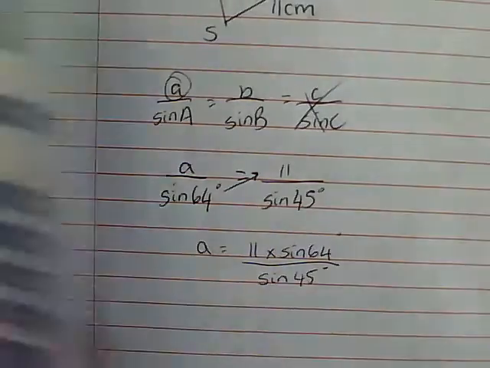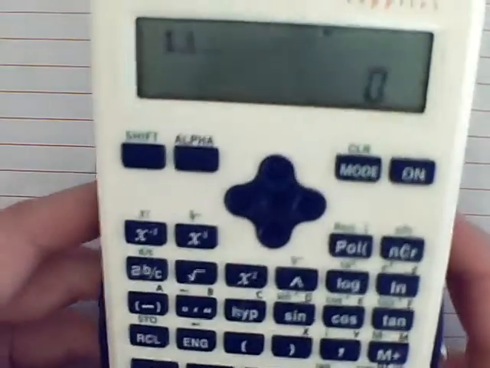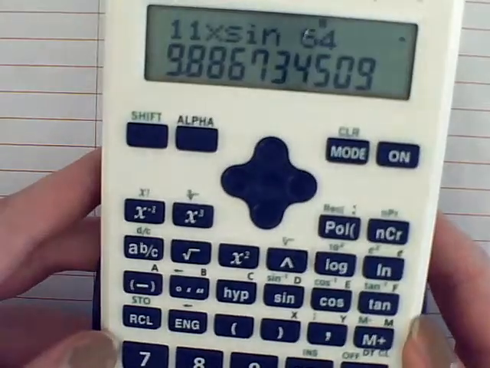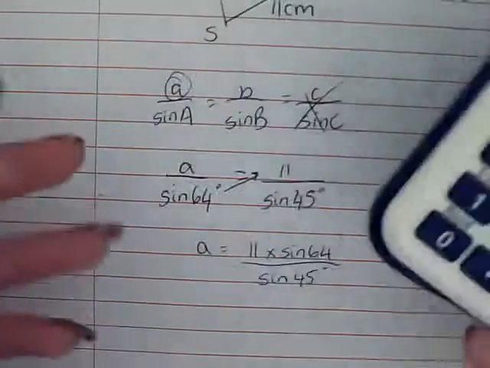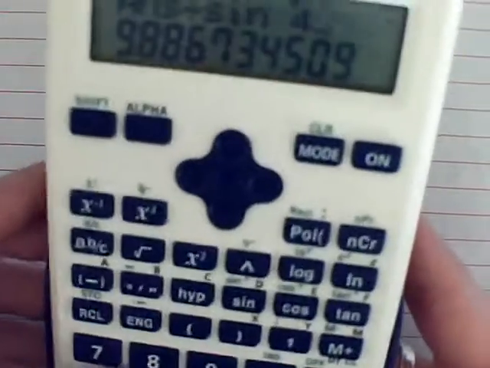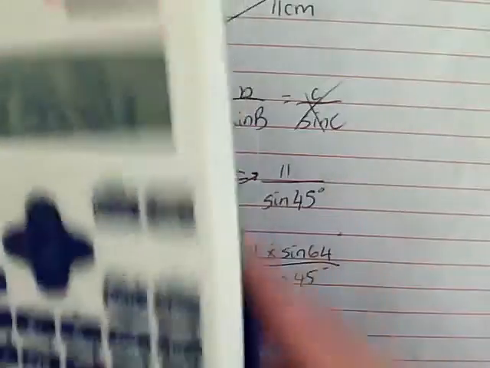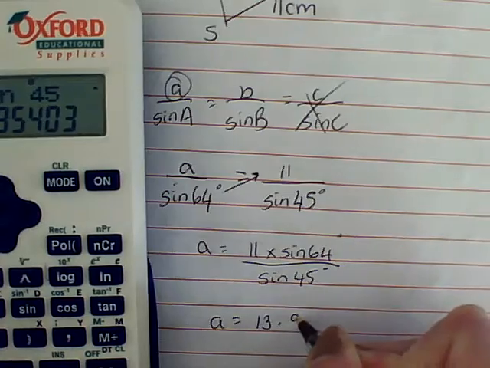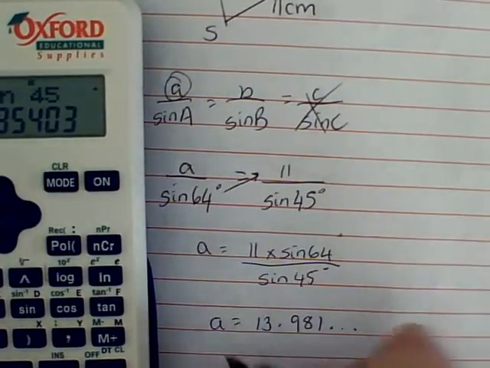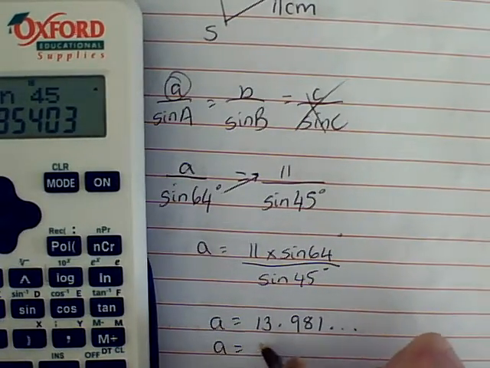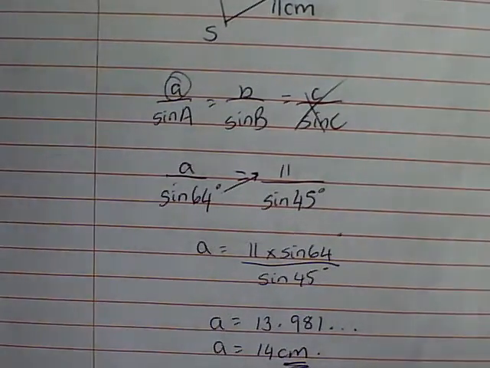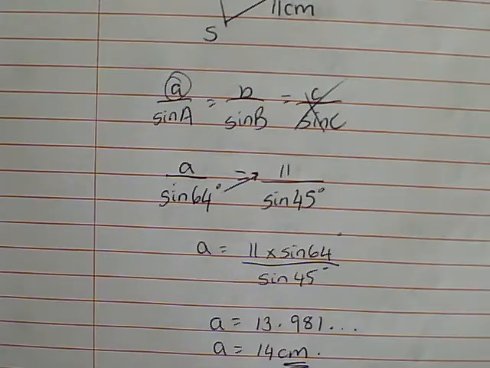Just a wee nice tip, but make sure you put the units at the end. So we're typing in 11 times sine 64. I like to push equals and then I like to hit divide. But I'm an old lady, you might have a faster way of doing it. So A is 13.981 dot dot dot, one decimal place, that takes me to 14 centimetres, and I've popped that centimetre in. Pop those units in. Okay.